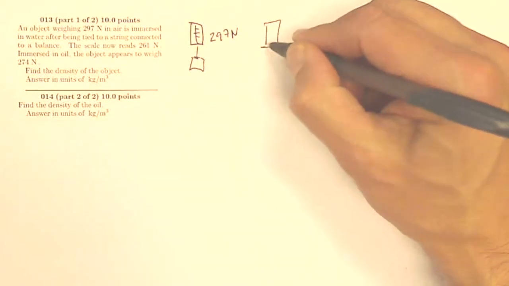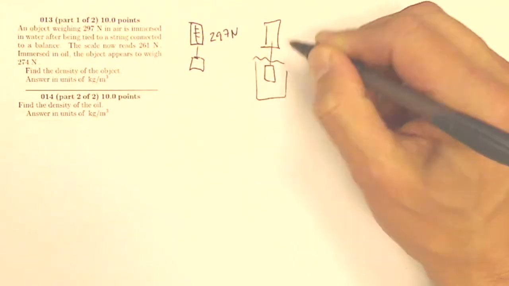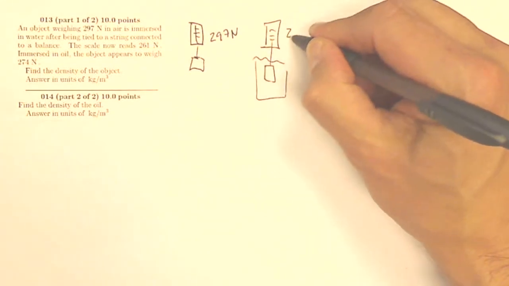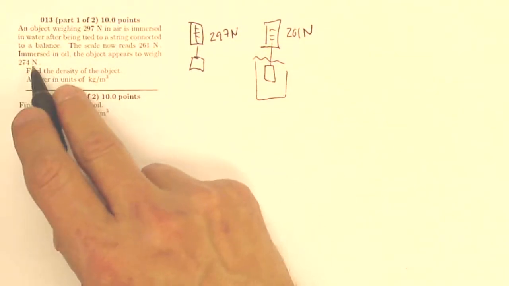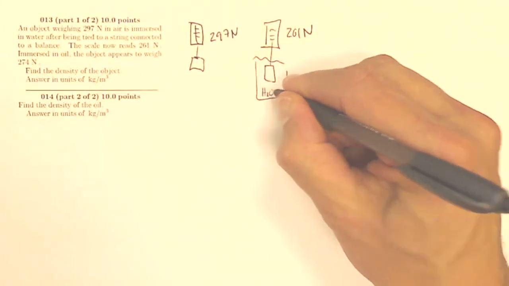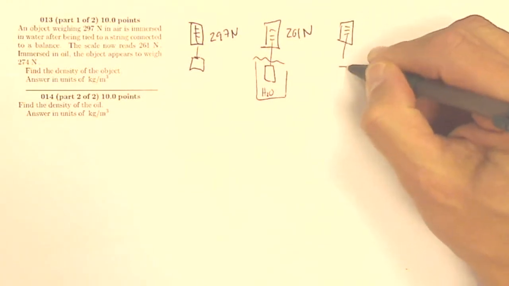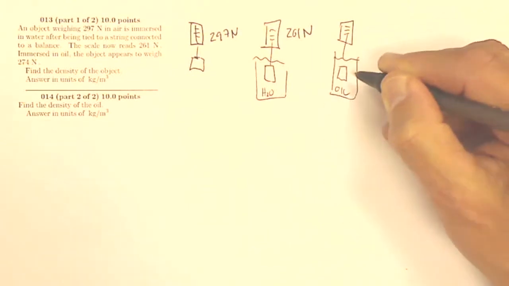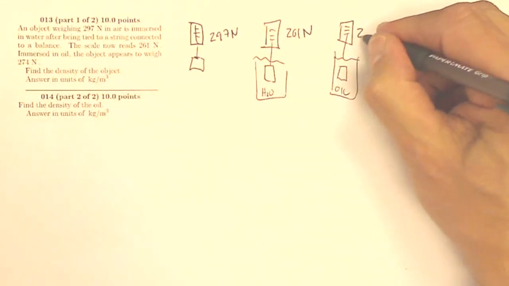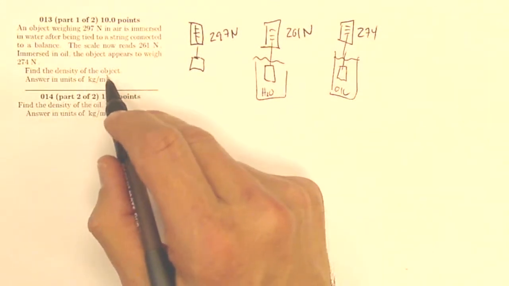So when it's in the water, I've got this thing submerged in the water, and now the scale reads 261 newtons. Immersed in oil, the object appears to weigh 274, so this is water. And finally, I'm going to have this thing, and I'm going to have the scale, and I'm going to have my object, and it's going to be in oil this time. When it's in oil, it reads 274. Okay? Find the density of the object.